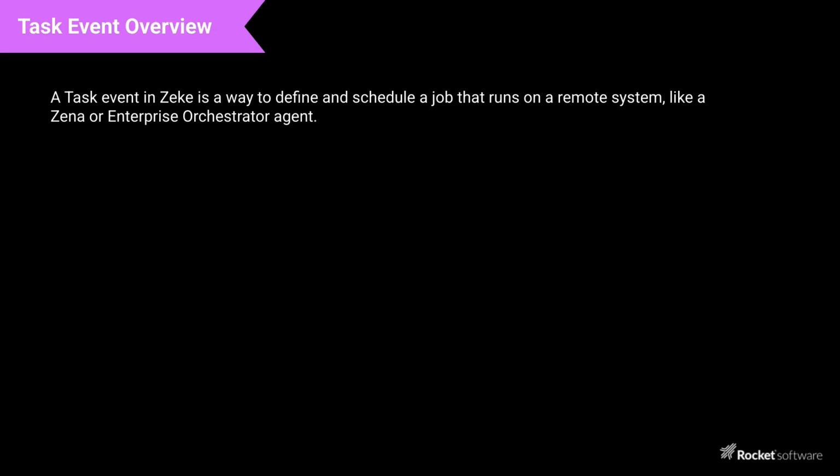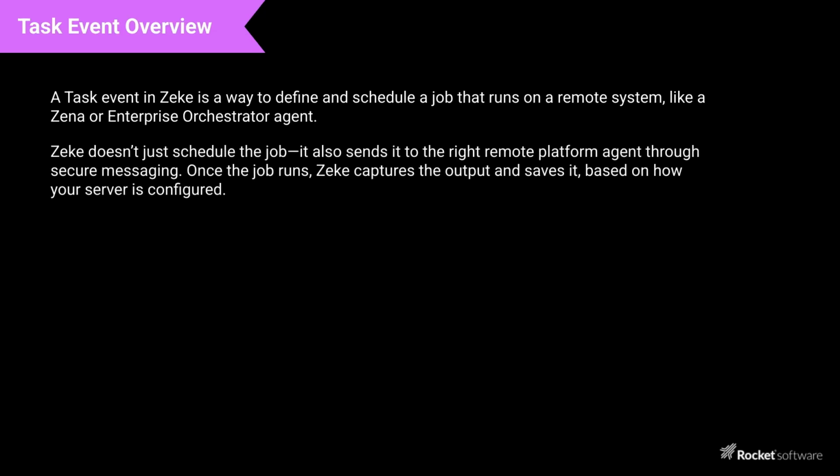A task event in Zeke is a way to define and schedule a job that runs on a remote system, like a Xena or Enterprise Orchestrator agent. Zeke doesn't just schedule the job, it also sends it to the right remote platform agent through secure messaging. Once the job runs, Zeke captures the output and saves it based on how your server is configured.